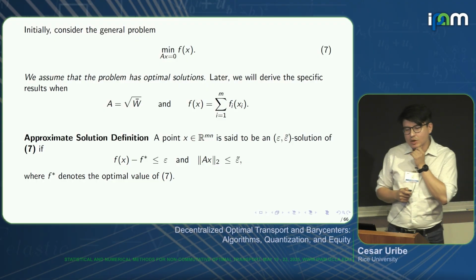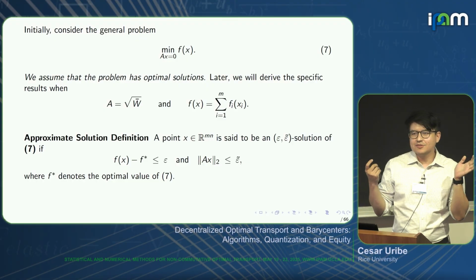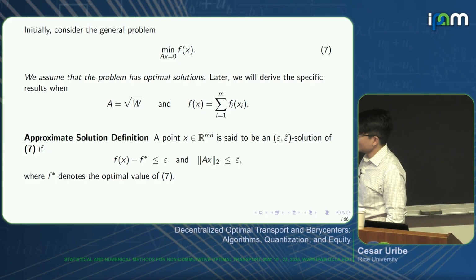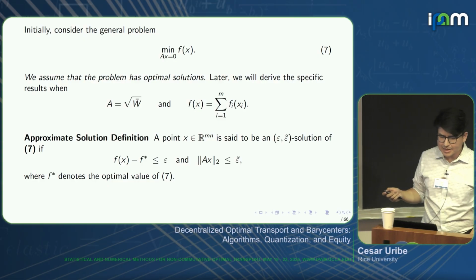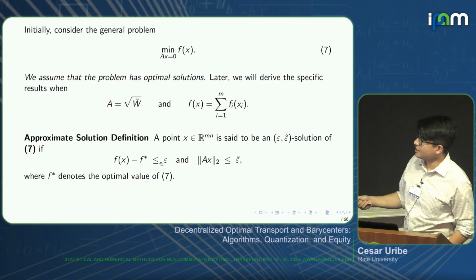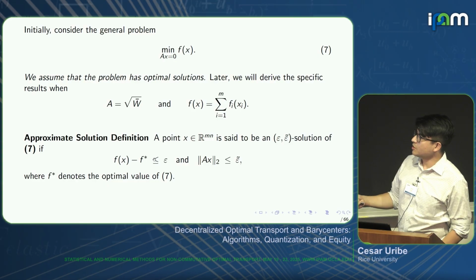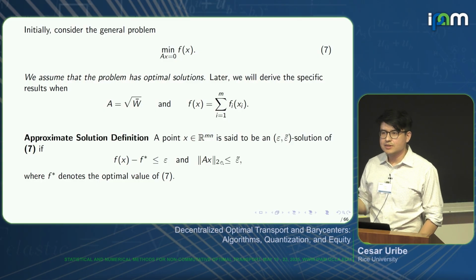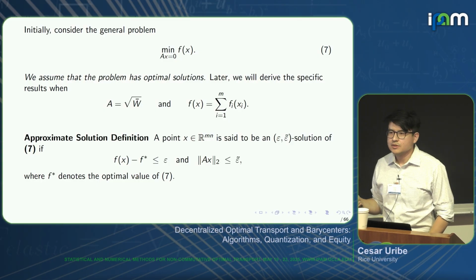So how do you solve a problem where you have a nice function subject to linear constraints? Well, you do some form of primal-dual analysis, and the type of approximate solutions that we're interested in is of this form: how close you are to optimality, and how close you are to constraint satisfaction. If you think of A as the graph Laplacian here, then what this second approximate definition is saying is how close you are to consensus, how close everybody is to agreeing on a solution to this problem.